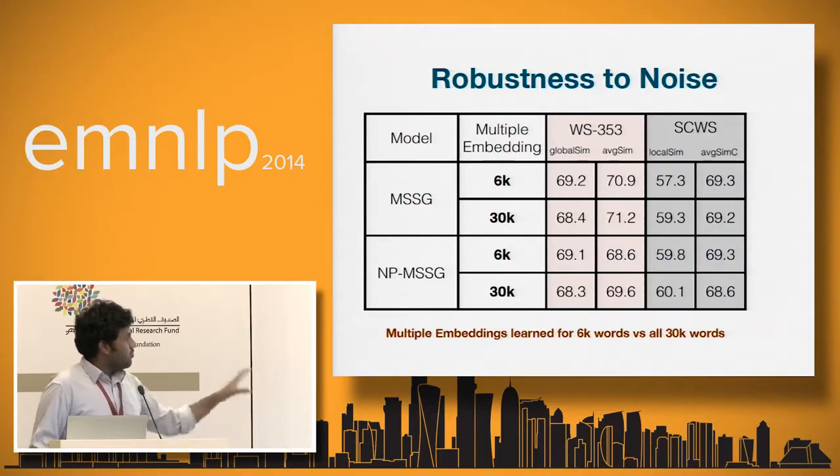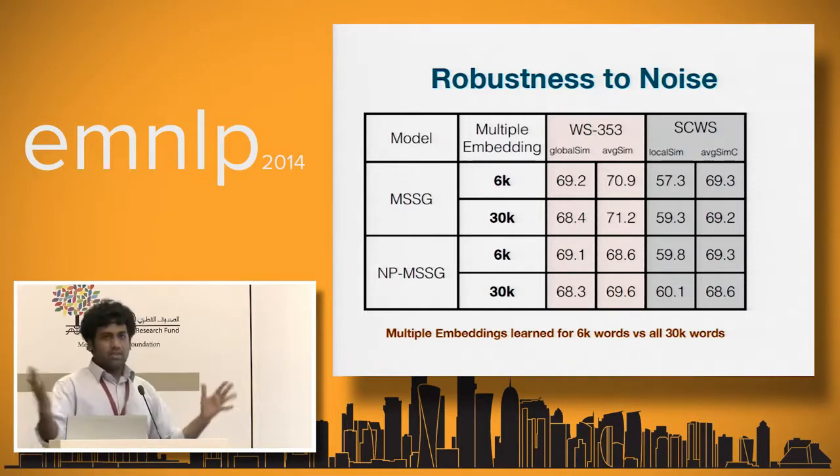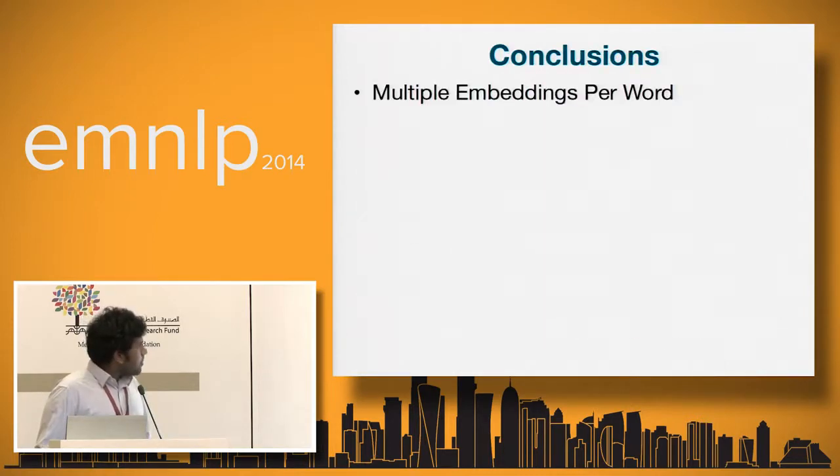You can see that the numbers don't drop a lot, which shows that our method is robust to noise. And the numbers don't go up because the words in the test set were all there in the 6,000 subset itself. It's good that the performance doesn't drop as we add more words to the vocabulary.